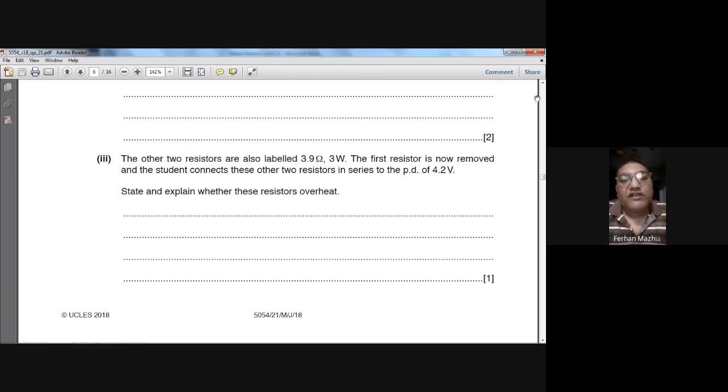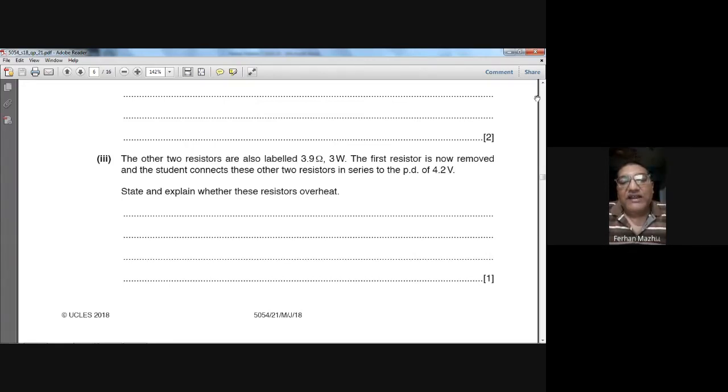The power provided to one resistor can be found by the formula P equals IV. So the power is 0.538 multiplied by 2.1, and the answer will be 1.13 watt. So now the power provided to each resistor is only 1.13 watt.